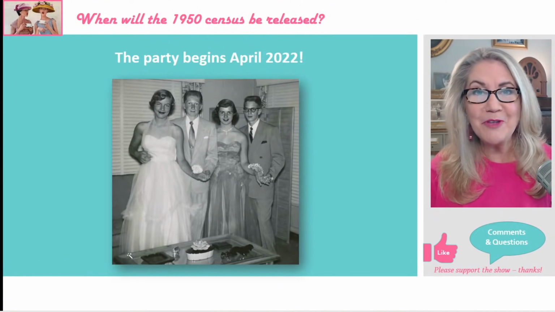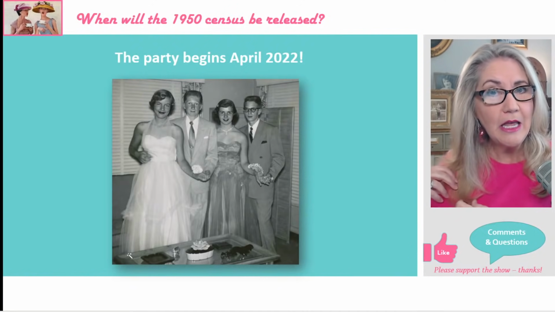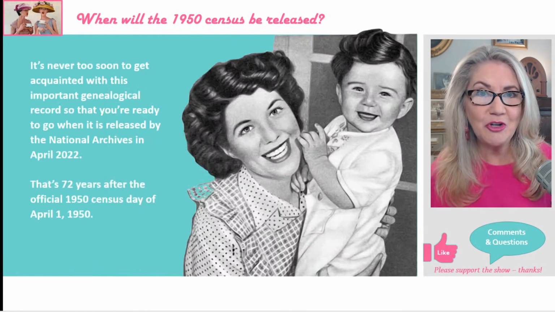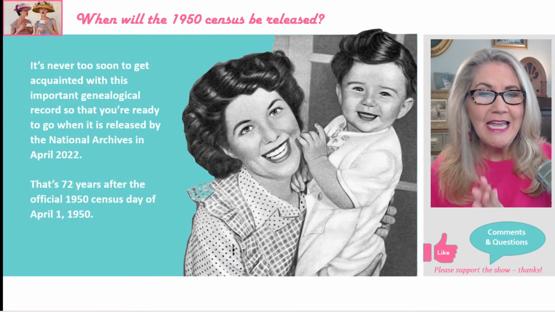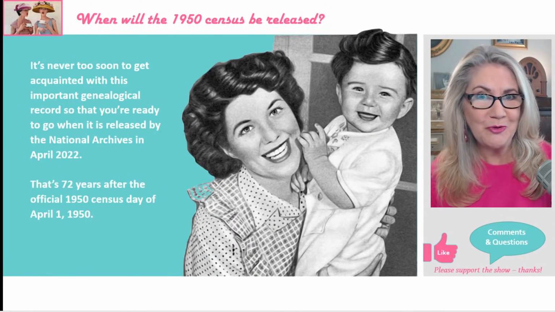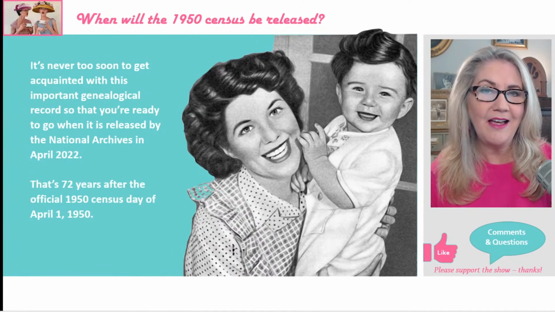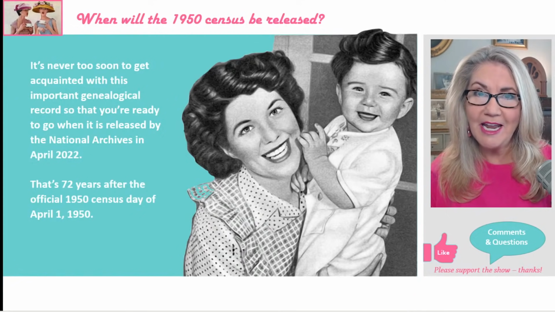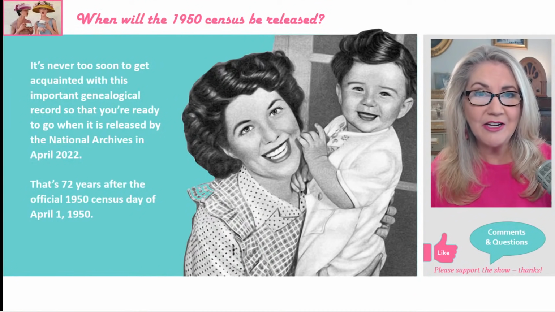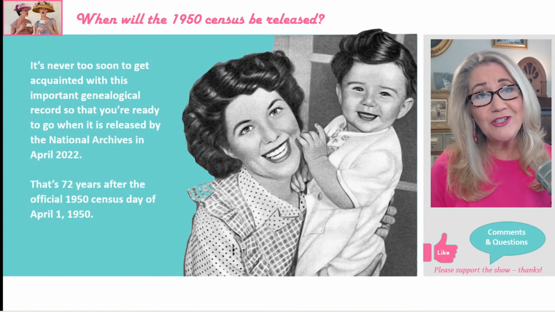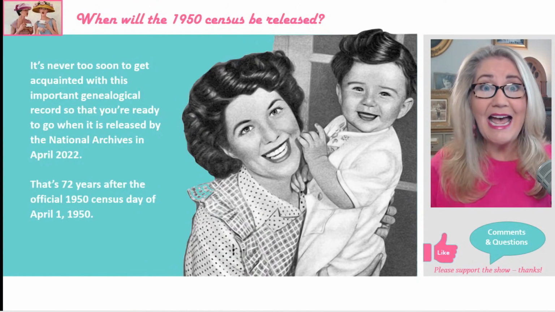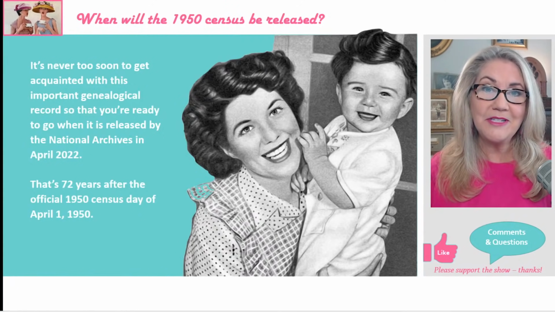So to prepare for the party, to get your corsage pinned on, we need to cover some of the basics and show you what to look for. Because it's never too soon to get acquainted with an important genealogical record like this. And it is coming out from the National Archives in just under a year. In fact, April 1st, which was last week as of this recording, was exactly 1 year to go.